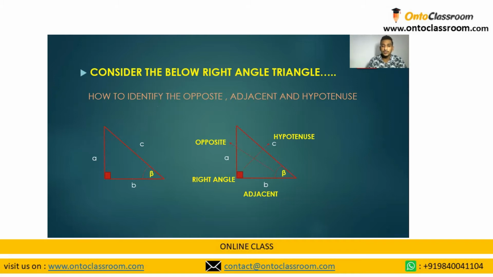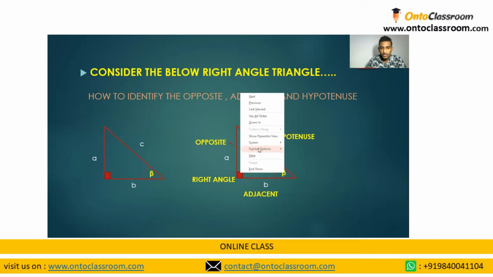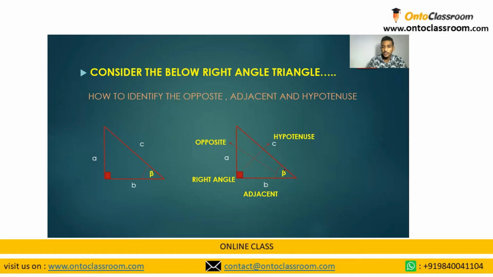So in here, you can see the right angle, and this is the angle beta. So the theory is that the opposite side for this right angle will always be the hypotenuse. So now in this case, the opposite side for the right angle is C, and that will be the hypotenuse. And the opposite side for the given angle beta is A, and that would be the opposite. And the remaining side will be B, which is the adjacent side.